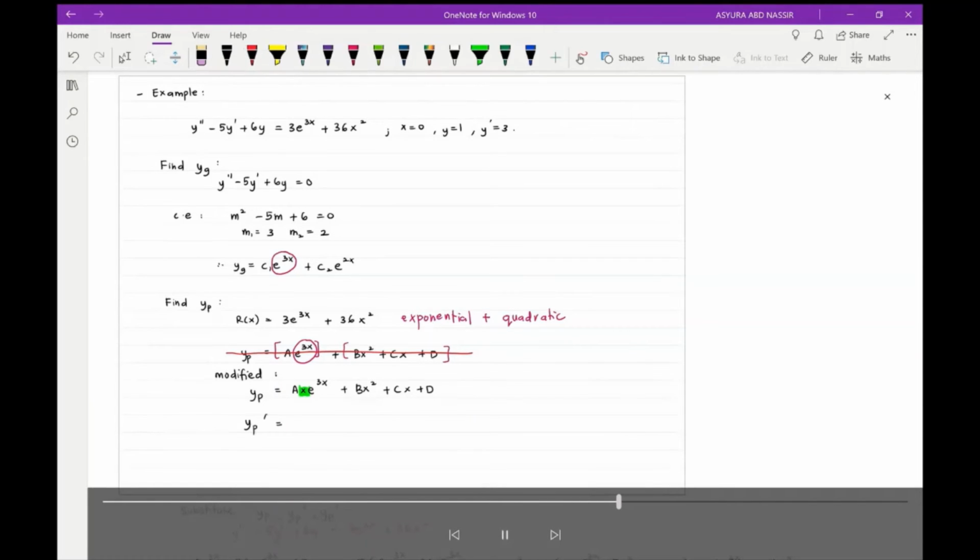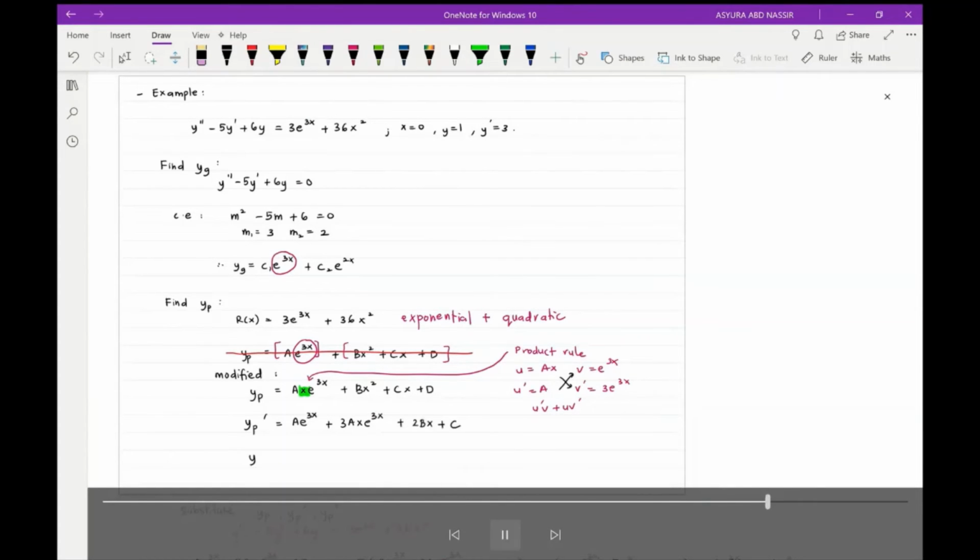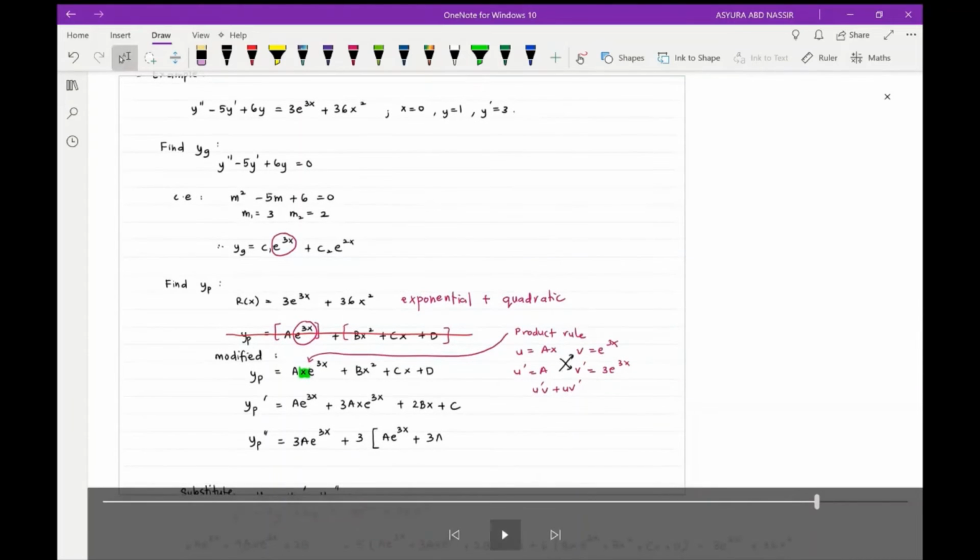Alright. Okay, next step you will find your yp prime. So again, you need to use the product rule because you have axe^(3x). By using product rule, then we will get ae^(3x) plus 3axe^(3x). Then differentiate bx squared, you will get 2bx plus c. And then differentiate again.